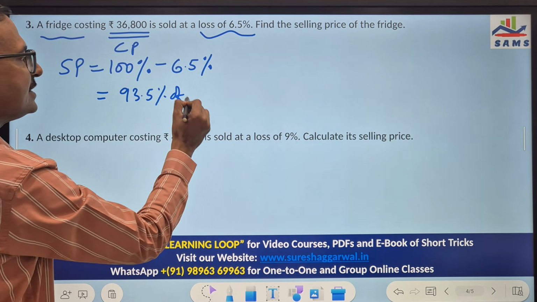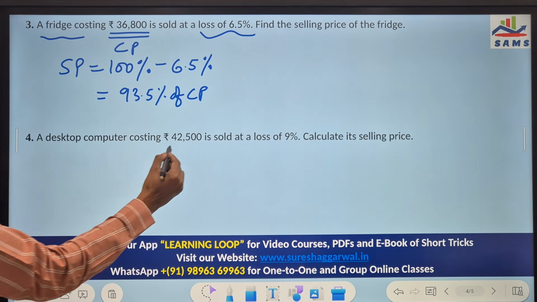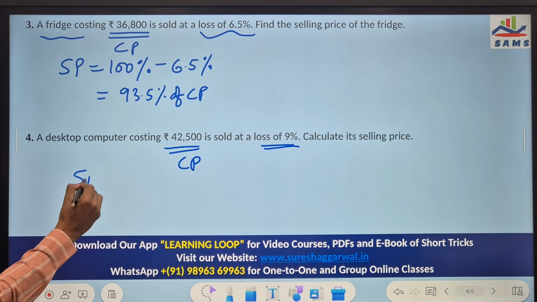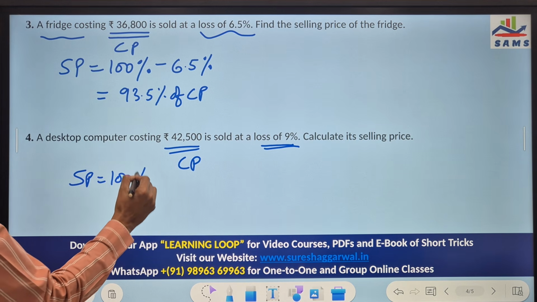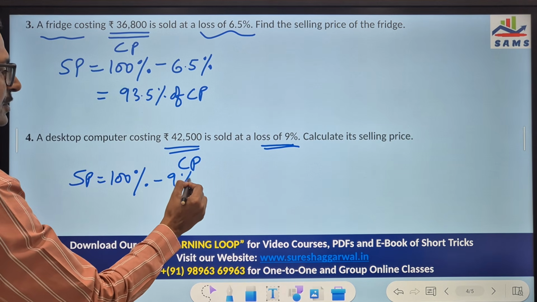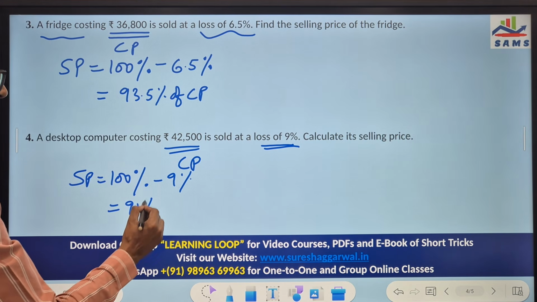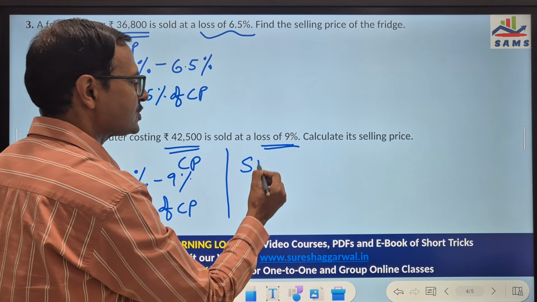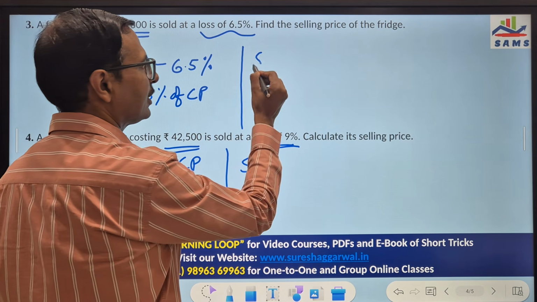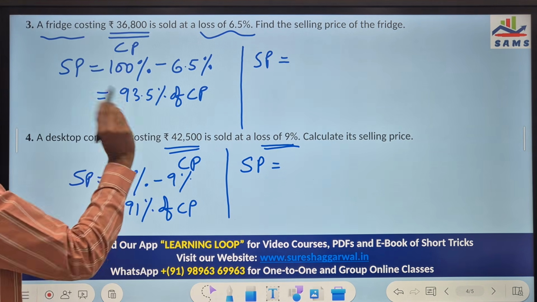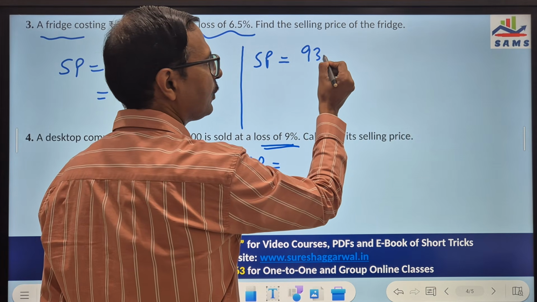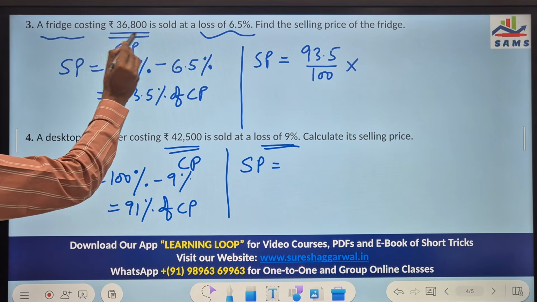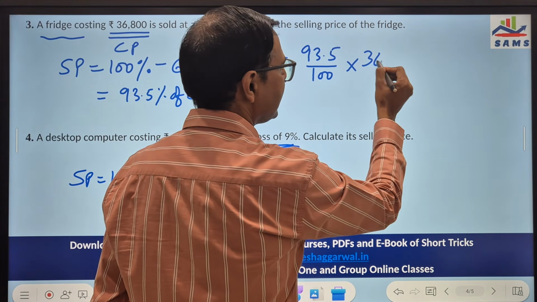93.5% of CP. Likewise, if you see here, this is the CP and this is loss of 9%. So selling price will be 100% minus 9%. That is 91% of the cost price. So what will be the answer for this one and what will be the answer for this one? Here we have 93.5%. So 93.5 upon 100 of what? The cost price, that is 36,800.